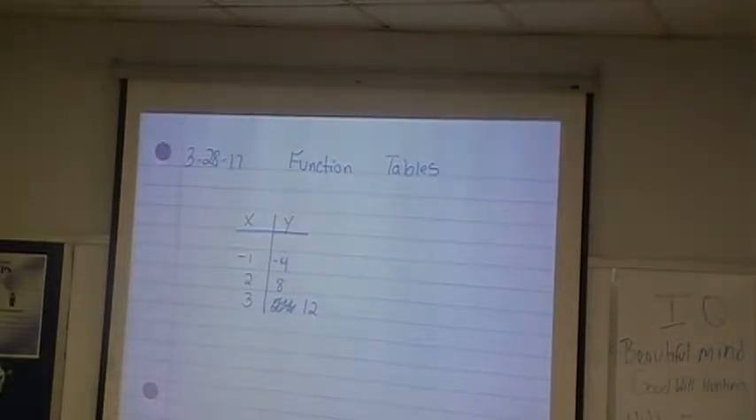Sorry, I'm supposed to use pencil. It makes it easier. This is just a quick review from yesterday. If I had a function table like this, where they've given me both the x and the y, there's a few things I could find. One, I could find slope. How can I find slope with that information right there? Gavin? Okay, I could graph my points.